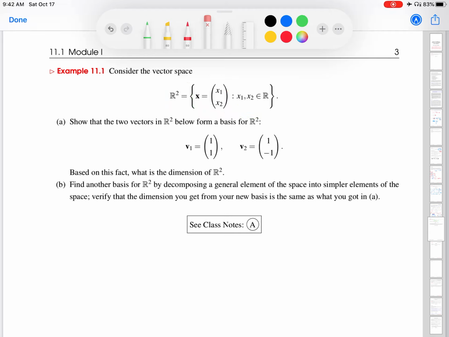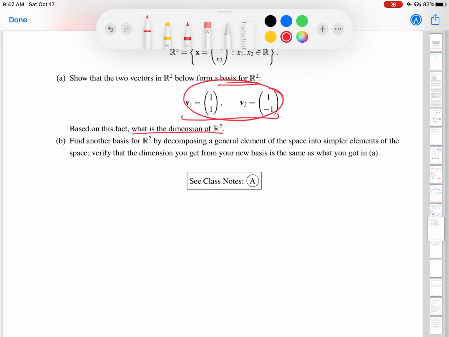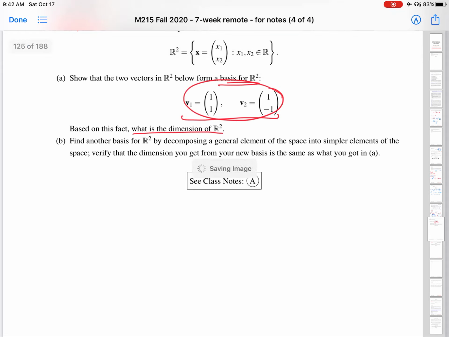Okay, and what's the first thing we're going to show? We are going to show that the two vectors here form a basis for R2. And then the question is, what is the dimension based on this fact? All right, so we want to show that these two vectors form a basis. Let's scroll up a little bit to remind ourselves of what that means.